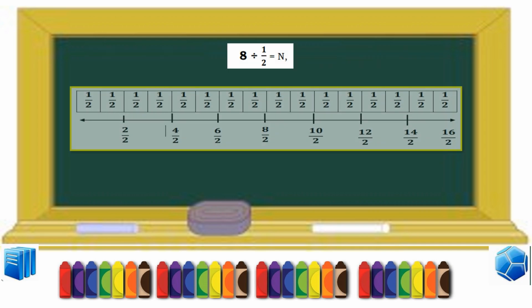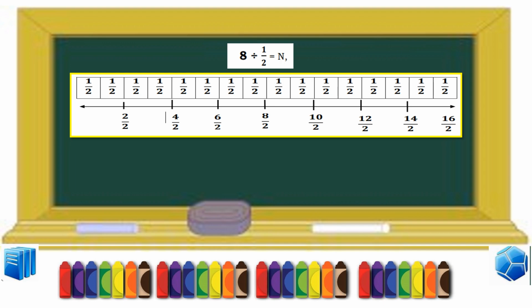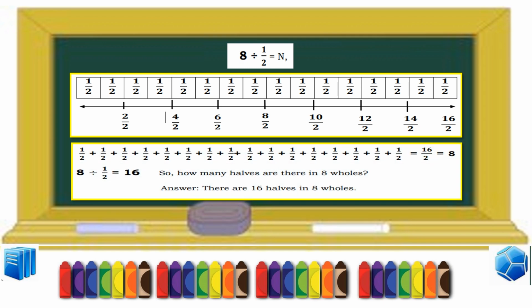Another example, 8 wholes divided by 1/2. So we have here 8. So 1, 2, 3, 4, 5, 6, 7, 8 divided by 1/2. So alam na po natin, kapag ang isang 1 whole, pag dinivide natin sa 1/2, dalawang 1/2 yun. So, para makuha natin yan, meron tayong 1, 2, 3, 4, 5, 6, 7, 8, 9, 10, 11, 12, 13, 14, 15, 16. Ayun. So, merong 16 halves in 8 wholes.